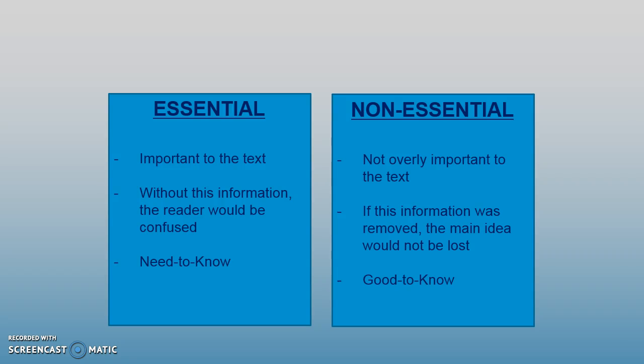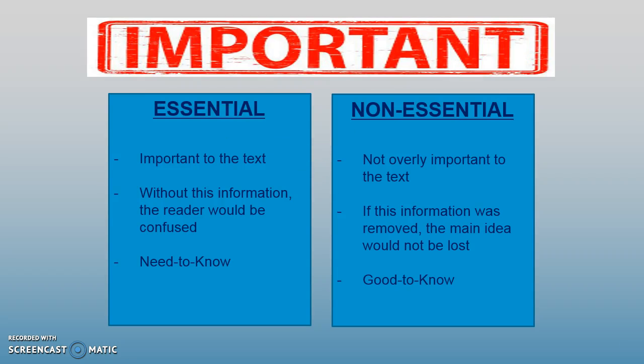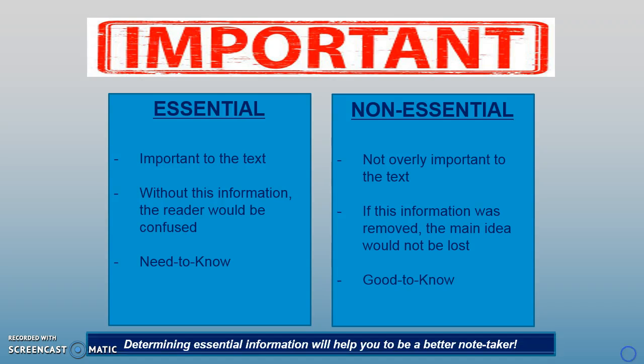Essential versus non-essential. Essential is important to the text. Without this information, the reader would be confused. It is need to know. Non-essential: not overly important to the text. If this information was removed, the main idea would not be lost. This is good to know. Determining essential information will help you be a better note taker.